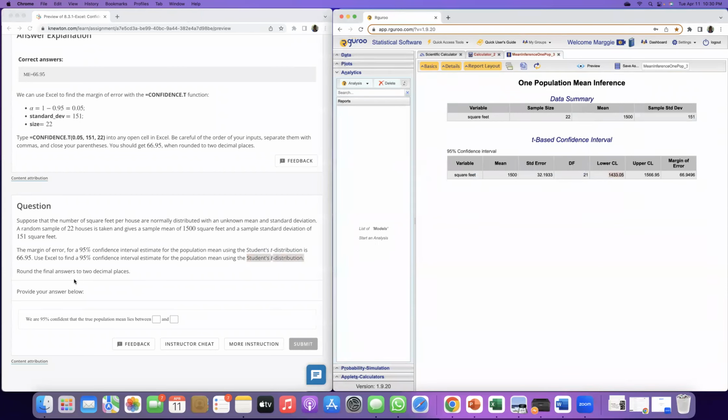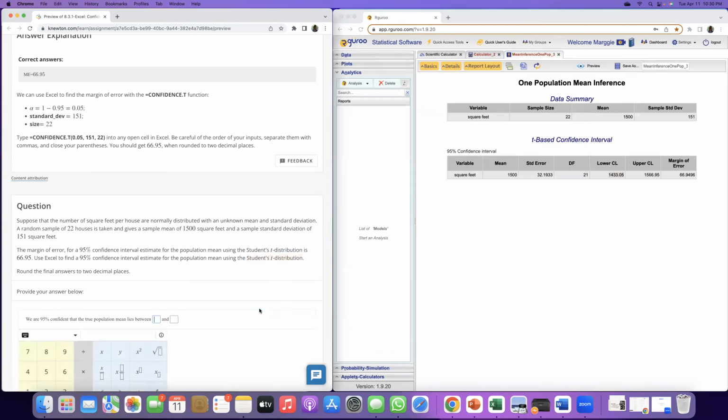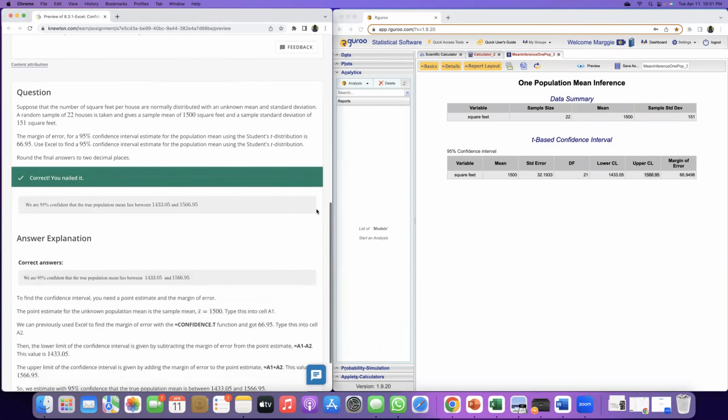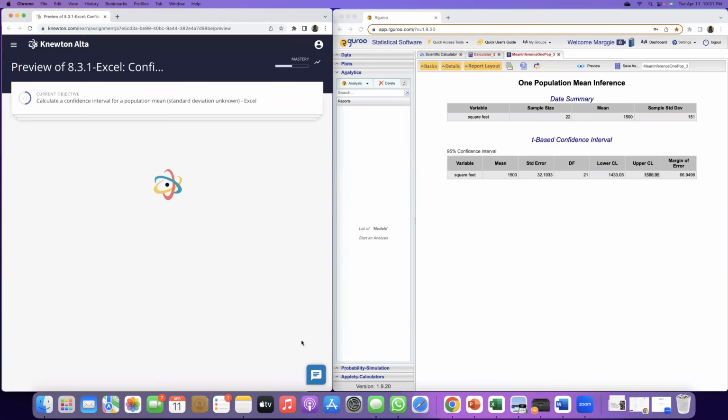So then it 2 decimal places. So 2 decimal places will be 1433.05. And then the next one would be 1566.95. Right. And again, this is the lower 1433.05 and the upper 1566.95. All right.